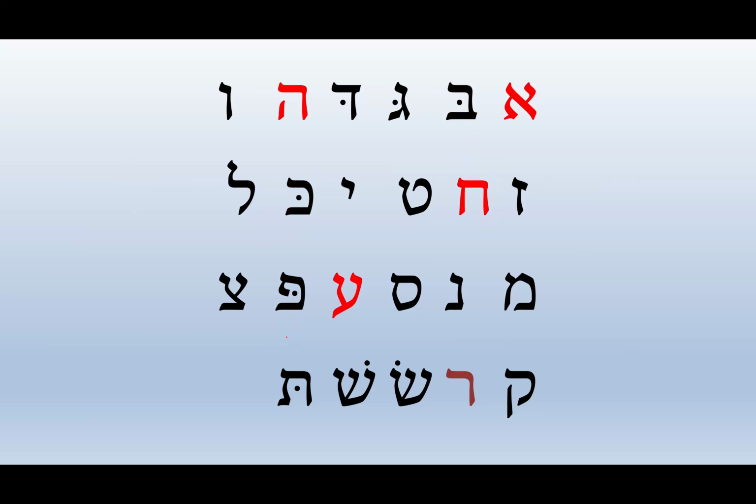And then we have the gutturals. Aleph, Hey, Chet, and Ayin are the gutturals. And Resh sometimes acts like a guttural and sometimes it does not. And we'll actually be talking about that later in this lesson.